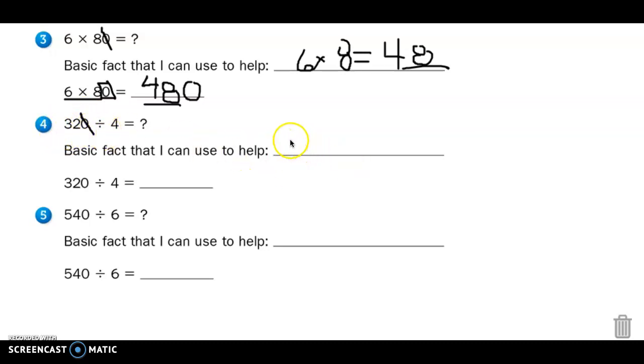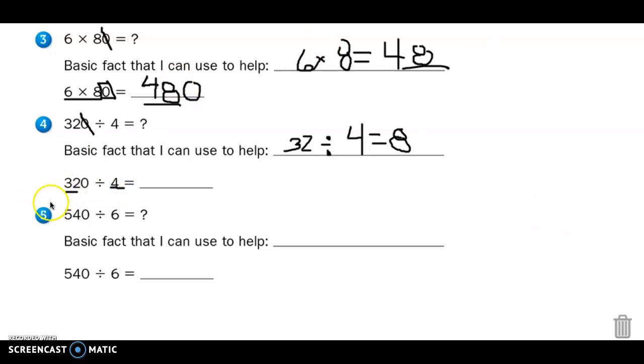Okay, so my basic fact is 32 divided by 4. What is 32 put into 4 equal groups? Think of your fact families. What times 4 equals 32? You're thinking about it. I'm going to give you some time. Well, 8 times 4 equals 32, which means 32 divided by 4 should equal 8. Amazing.